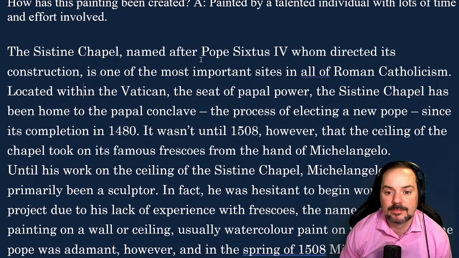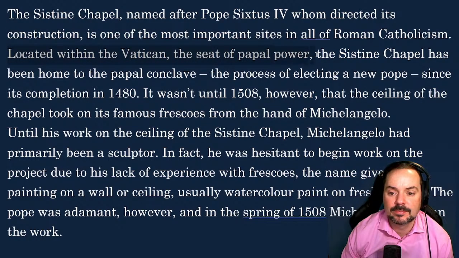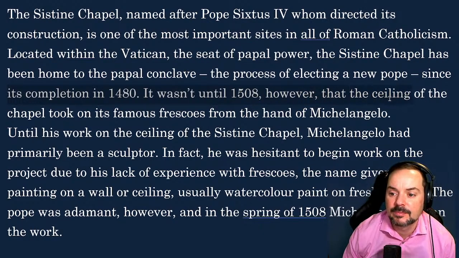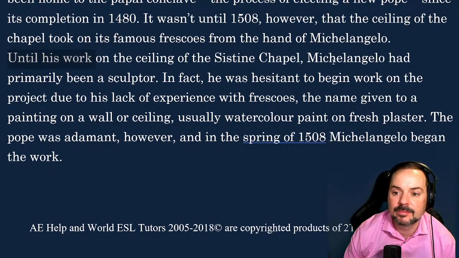The Sistine Chapel, named after Pope Sixtus the Fourth, who directed its construction, is one of the most important sites in all of Roman Catholicism. Located within the Vatican, the seat of papal power, the Sistine Chapel has been home to the papal conclave, the process of electing a new pope. Since its completion in 1480, it was not until 1508, however, that the ceiling of the chapel took on its famous frescoes from the hand of Michelangelo. Until his work on the ceiling of the Sistine Chapel, Michelangelo had primarily been a sculptor. In fact, he was hesitant to begin work on the project due to his lack of experience with frescoes.